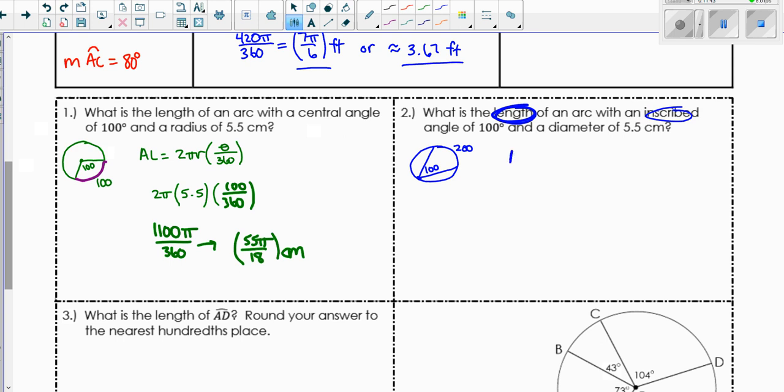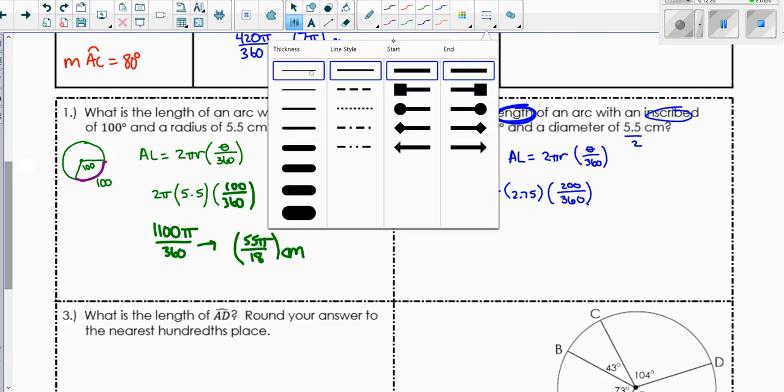So arc length is equal to 2 pi r, so it's my circumference, times some portion of 360. So this is going to be 2 pi times r, but be careful, I have to divide this by 2. So I get 2.75 times 200 out of 360. Again, it's 200 out of 360 because I'm finding this portion of my circumference. That angle tells me what portion I want, or what fraction.